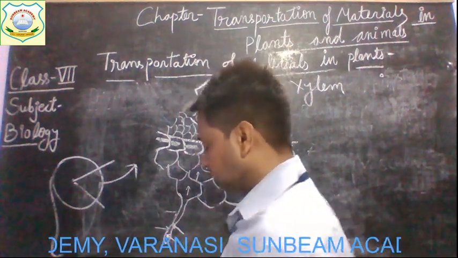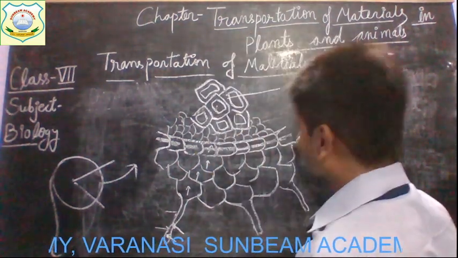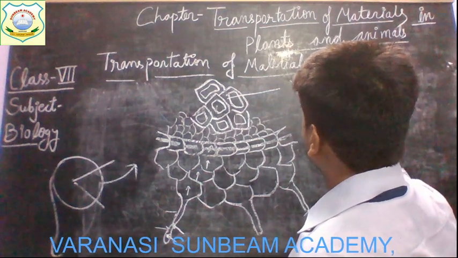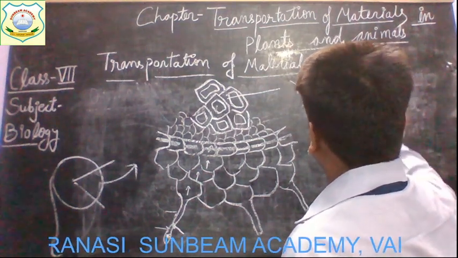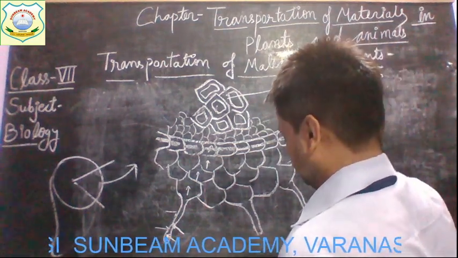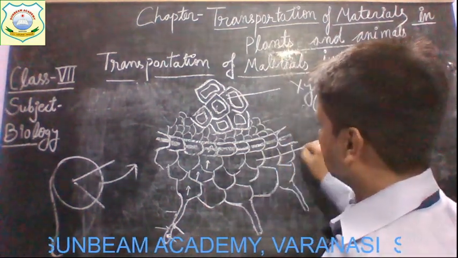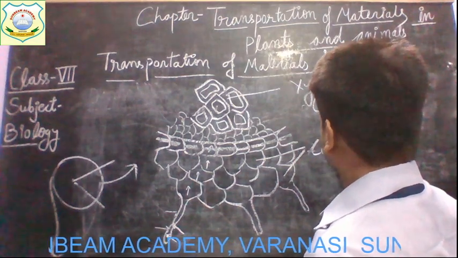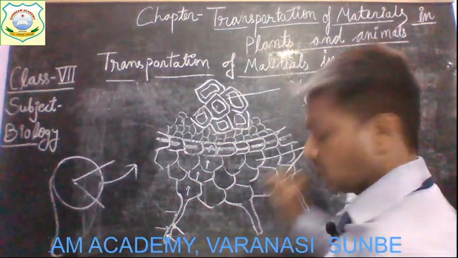Okay, children? Now, this is the xylem tissue, or you can say vascular tissue. These cells are known as cortex cells.